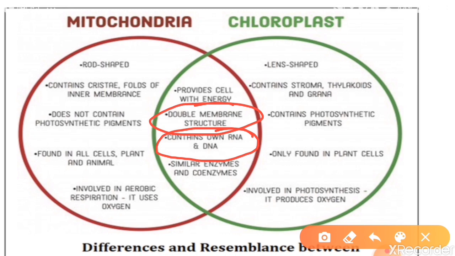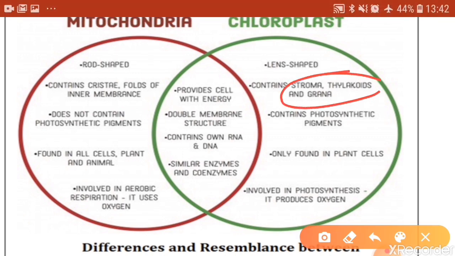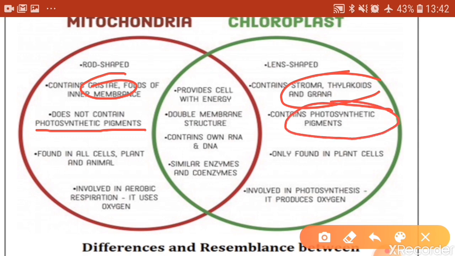Among the important differences between the two organelles, mitochondria is rod shaped, whereas chloroplast is lens shaped. Then mitochondria contain cristae, those finger-like projections or folds of the inner membrane, whereas the chloroplast contains stromal thylakoids. As I said, they are flattened sac-like structures which are arranged as grana. So there are thylakoids and grana present, whereas mitochondria has cristae. Then the other difference is that the mitochondria does not contain photosynthetic pigments, that is chlorophyll, which is present in the chloroplast.